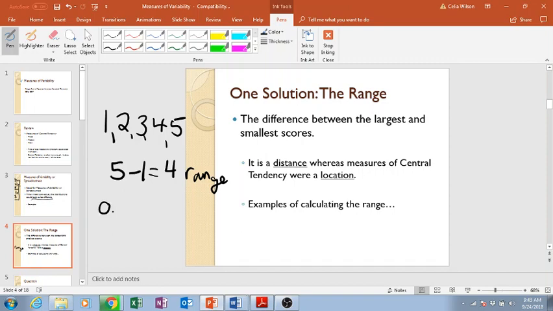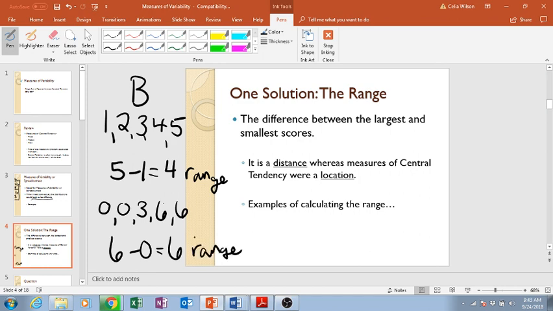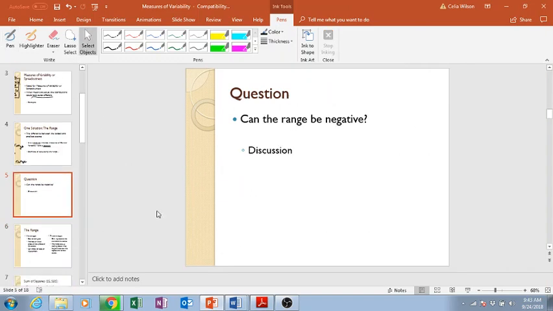Let's see if I did the other, style B, 6, 6, and this is style B from the example before. I'm going to have 6 minus 0, and so 6 is my range, right? Okay, not hard at all. It gives us a real kind of brief look at the spread of the scores. So I want you to think about this next question. Can the range be negative? Can the range be negative?